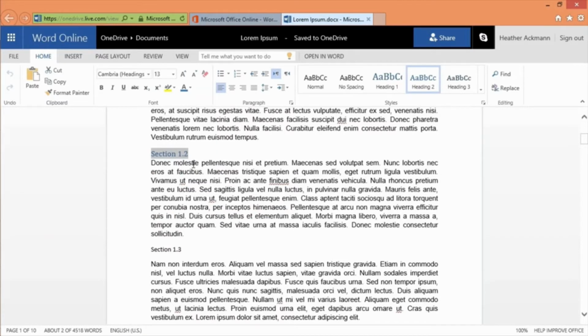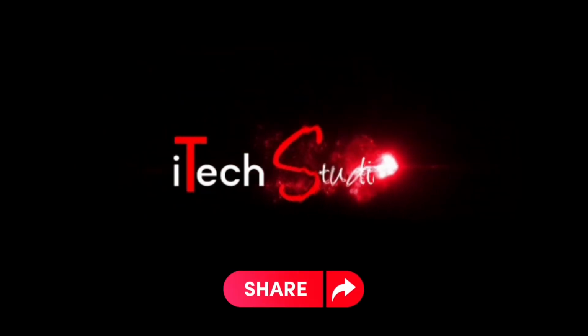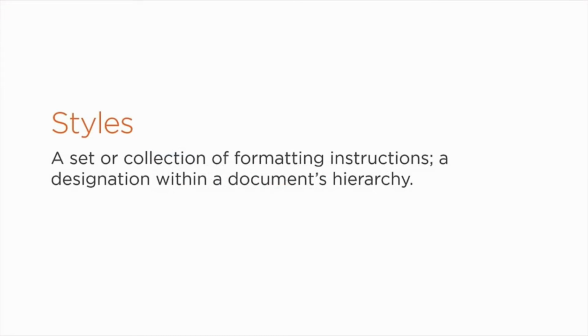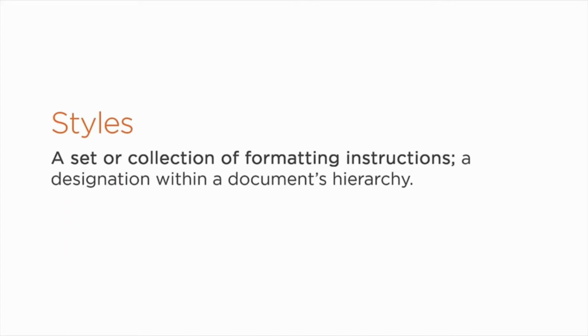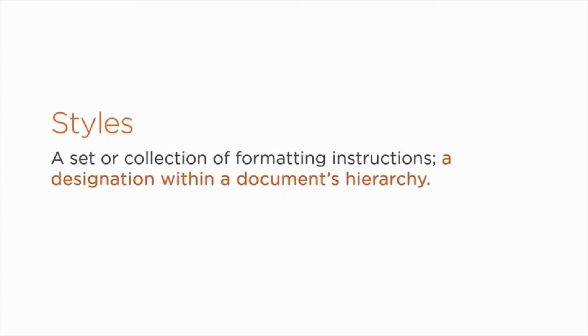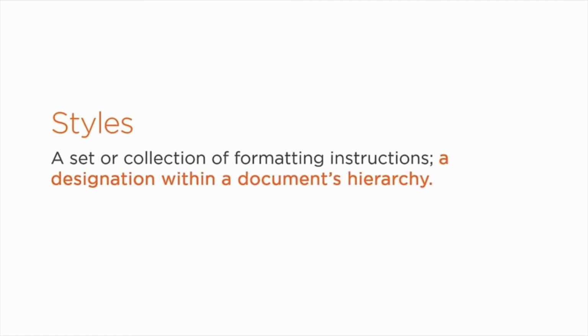So here, for example, I have some text selected, text that has the heading 2 style applied to it, and that's an important detail. If you are unfamiliar with styles, styles are a bit more than just a font color and a different size. Styles, in its most basic form, are a set or collection of formatting instructions. Instructions for the font, paragraph spacing, even pagination. But it can be a bit more than just that.